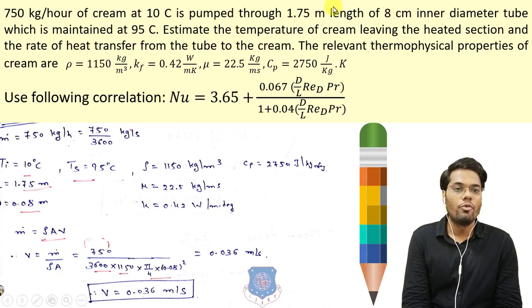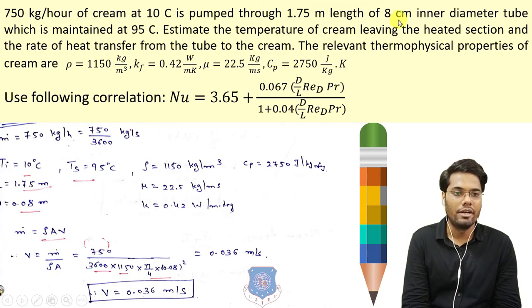Through 1.75 meter length, so the length of the pipe is given as 1.75 meter and the inner diameter is 8 centimeter, which is maintained at 95 degrees Celsius. So the surface temperature of the tube, Ts, is 95 degrees Celsius.